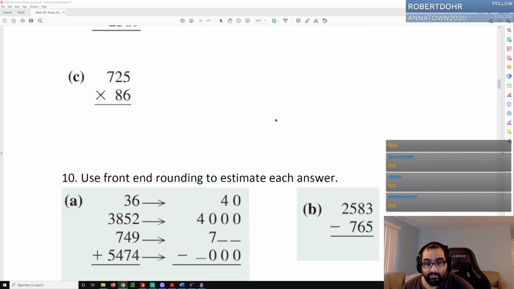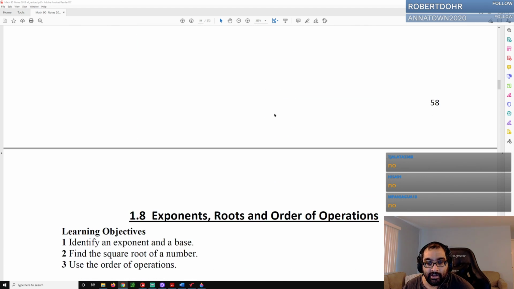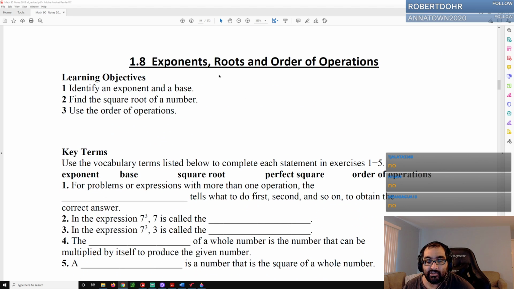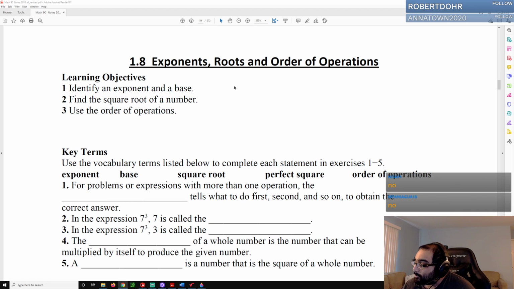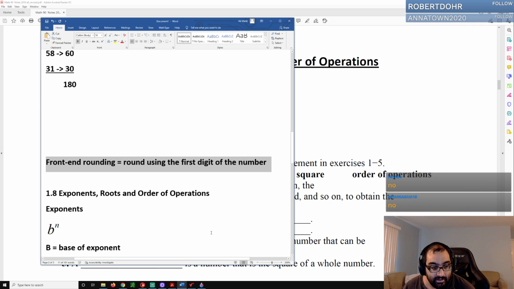Let's go ahead and move on here to section 1.8. Section 1.8 talks about exponents, roots, and order of operations. So today we're going to talk about what exponents are, what roots are, and then the order of operations. So we're going to take a look at that right now.